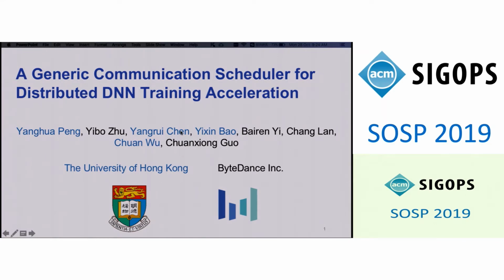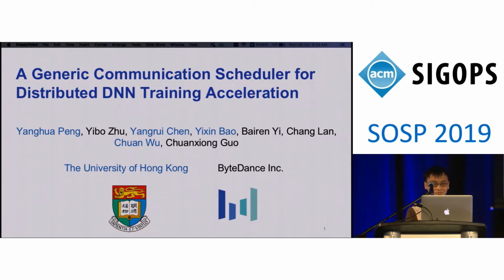I'm Yang Hua from the University of Hong Kong. Today I will present Best Scheduler. It's a generic communication scheduler for distributed deep neural network training acceleration. And this is a joint work with ByteDance.